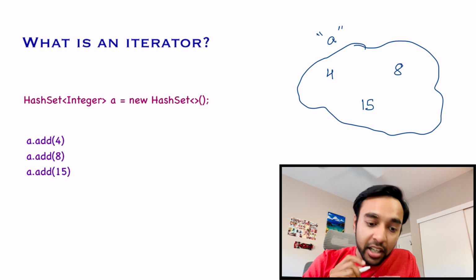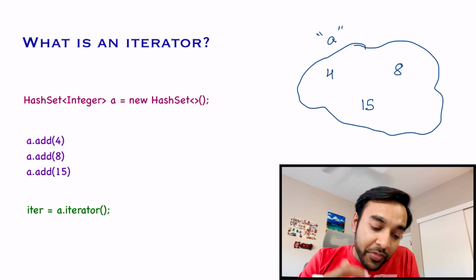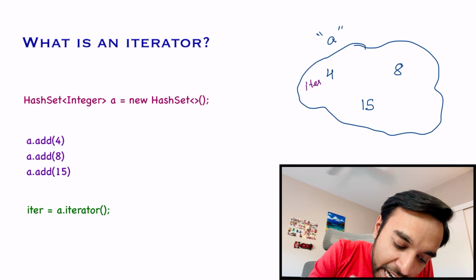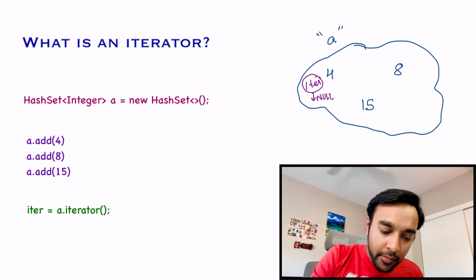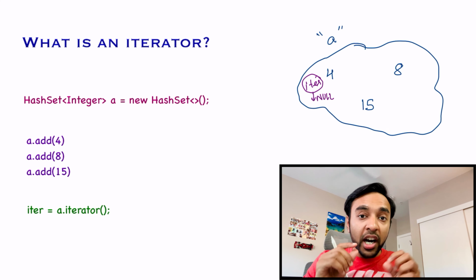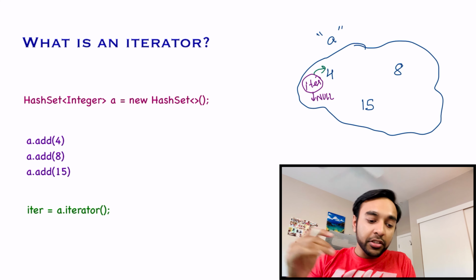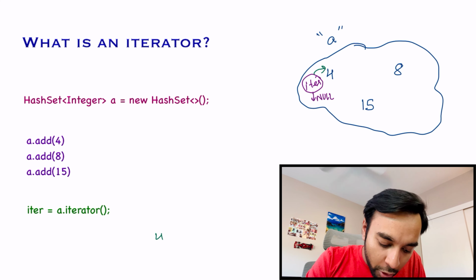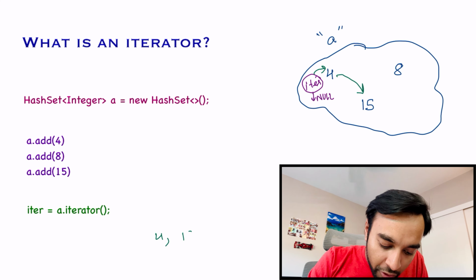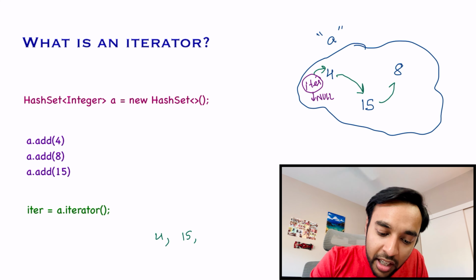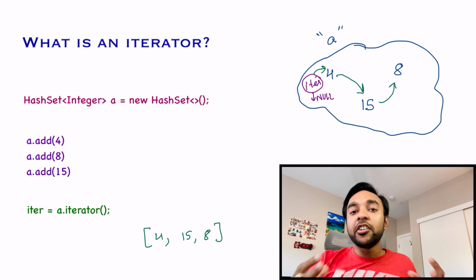So how do we create an iterator? To create an iterator, we do something like a.iterator. What will this do? This will create an object iter that will lie inside your hash set. And currently it will just point to null. And now when you try to do an iter.next, this will randomly point to any element in your hash set. So let us say this points to 4, so you will get 4 on your screen. If you do an iter.next, it might point to 15 and then you will get a 15 on screen. And then if you do a next again, it might point to 8. So you will get an 8 on screen. So this is how an iterator works.